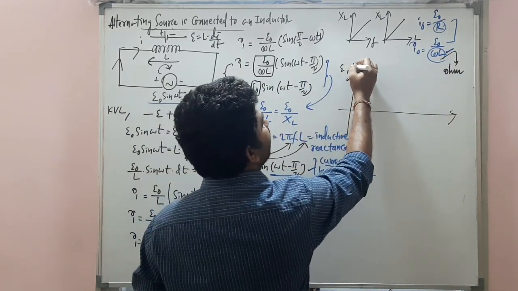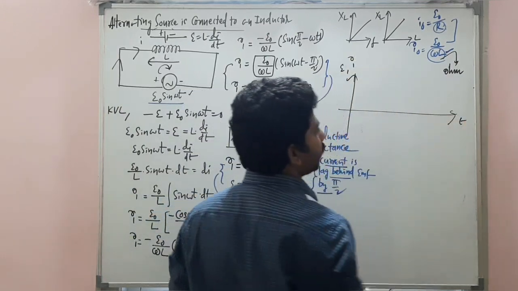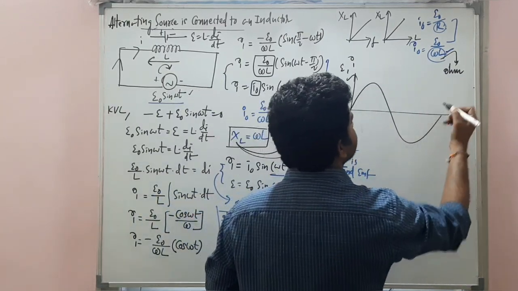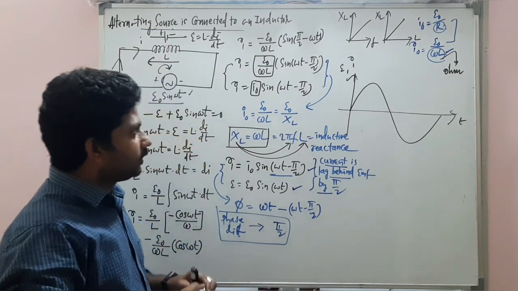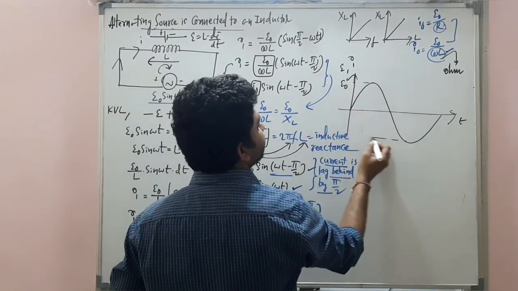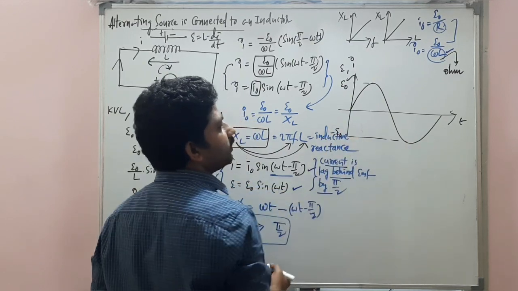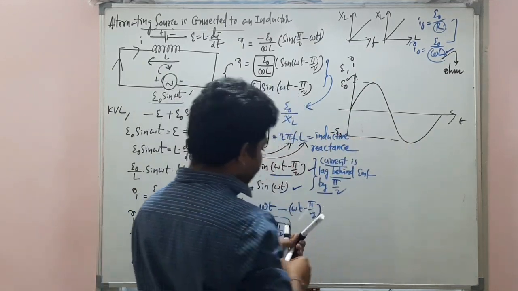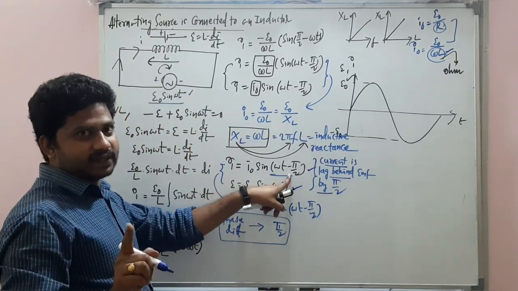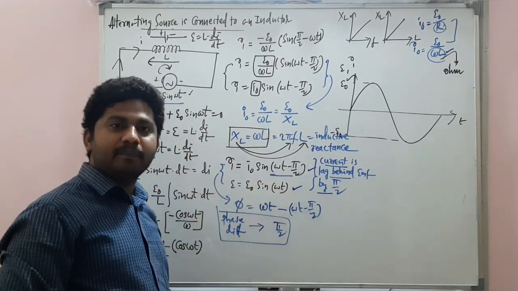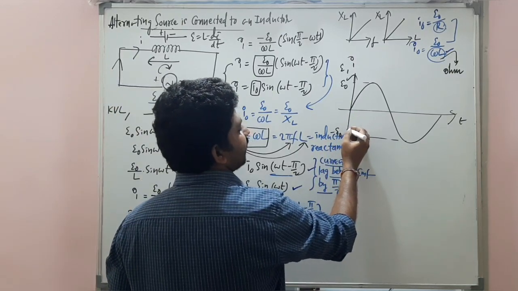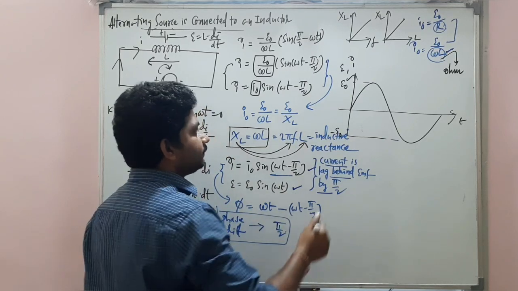This is EMF or current and this is time. Okay, so simple. My EMF graph is so simple in this way. So this is my E naught and this is my minus E naught. Current now. Current is lagging. Yes or no? Lagging by minus pi by 2. So that means current value is starting from the negative side.